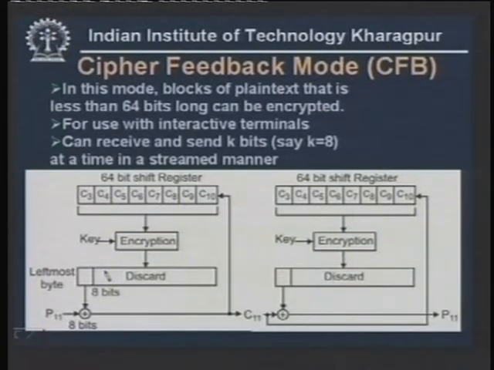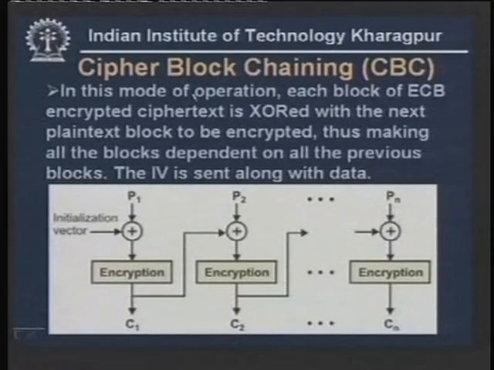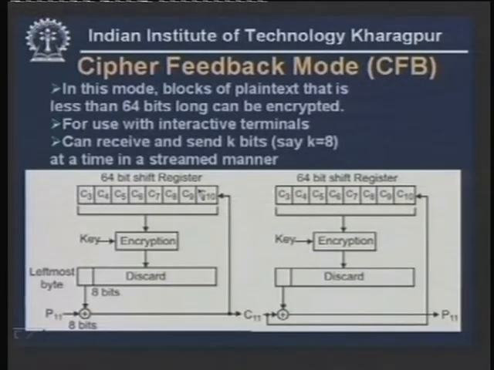Now, there are situations in which the size of the plaintext is smaller than 64 bits. In the previous two cases we have seen, we cannot do encryption unless each of these plaintext blocks is of 64 bits. Now, suppose from an interactive terminal, data is coming out at the rate of 1 character or 8 bits. In such a case, how do you use DES?